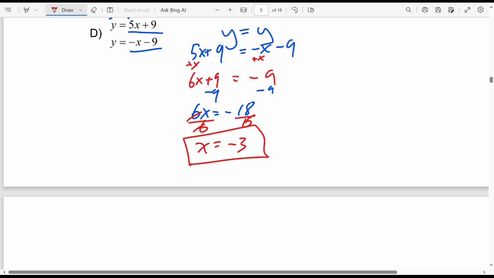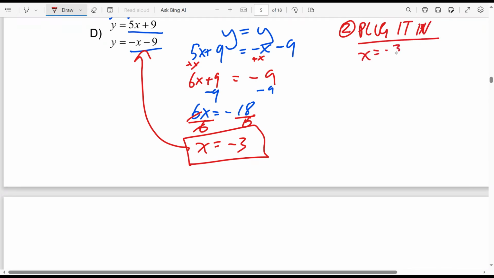I didn't know the x or the y. Now I have one of the meeting points. I have that the x is negative 3 where they meet, meaning now I can just plug this guy into either one of them. So the second step is just plug it in. So I'm going to plug in x is negative 3 to whichever equation I want to deal with. I hate dealing with negatives. So I'm just going to do 5 times negative 3 plus 9. y is equal to negative 15 plus 9.